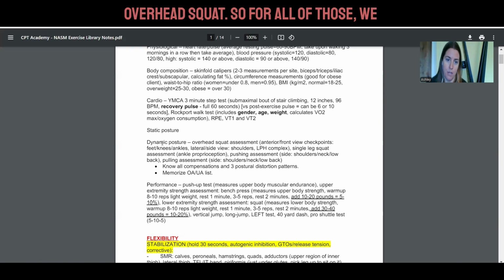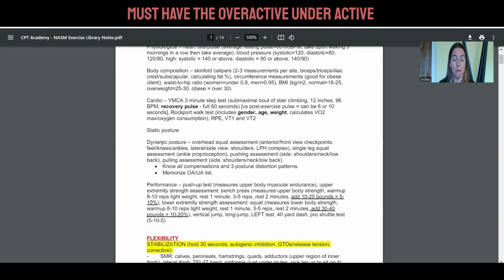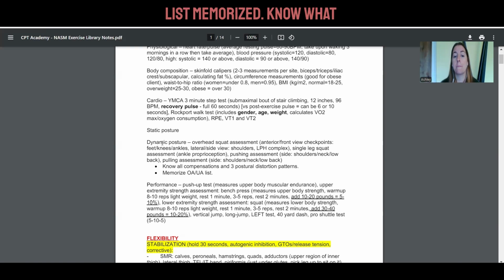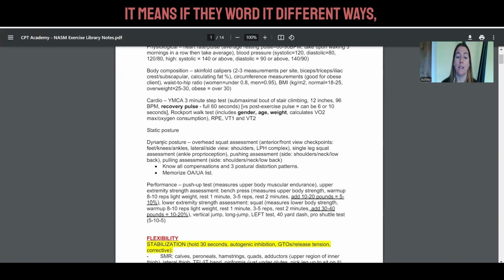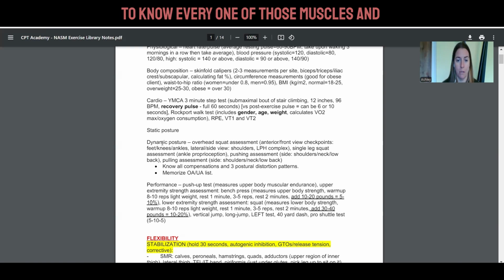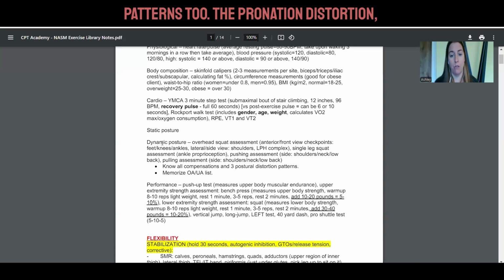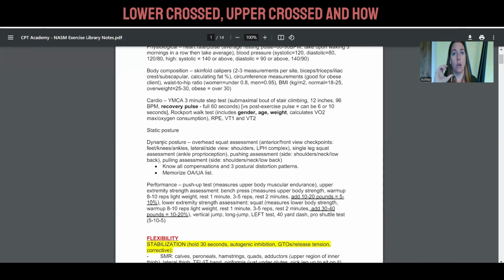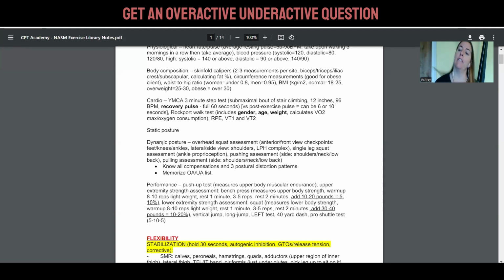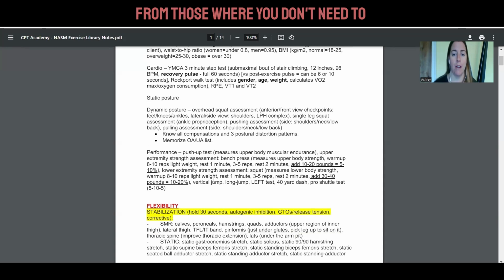So for all of those, we must have the overactive, underactive list memorized, know what it means if they word it different ways. Overactive, shortened, right? Like this, tight. Underactive, lengthened, needs to be strengthened. Overactive needs to be stretched. However they ask it, we need to know every one of those muscles. And so all the compensations we just talked about, each of the checkpoints, but then know the 3 postural distortion patterns too. The pronation distortion, lower crossed, upper crossed, and how those connect into these in case you get an overactive, underactive question from those where you don't need to memorize everything.